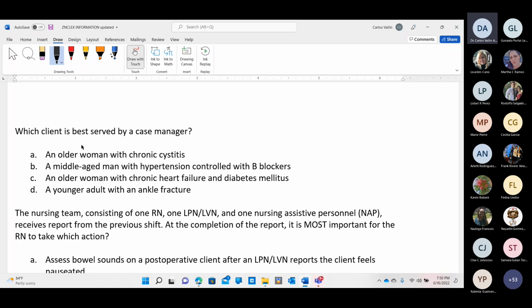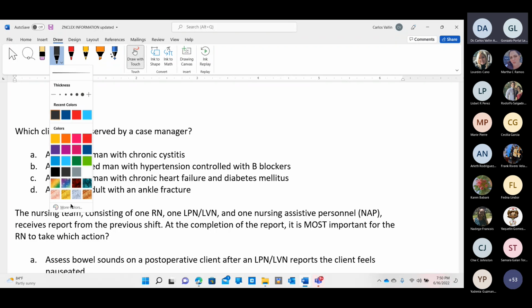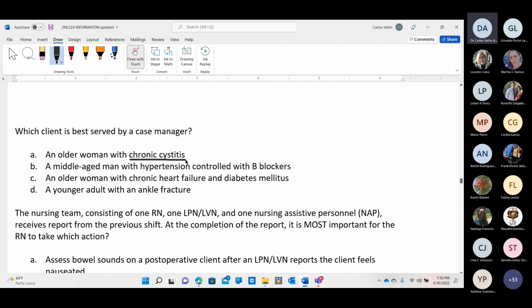So the question now says, of these 4 diseases, which one is best served by a case manager? So now you have here an older woman with chronic cystitis. Okay, it's a chronic cystitis, but it's just a cystitis, guys. Then you have somebody with hypertension, but well controlled with beta blockers. You have an older woman with chronic heart failure and diabetes. And you have a man with swollen ankles. So which one do you think is going to spend the most money and require the most care? C. Of course.